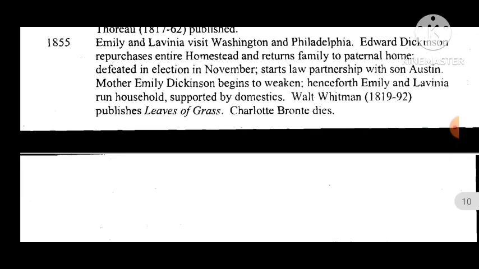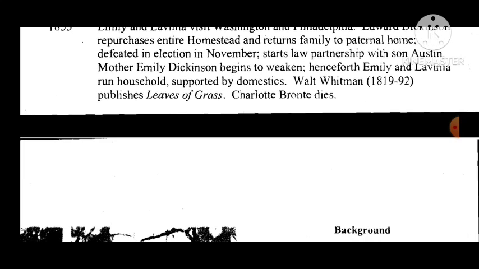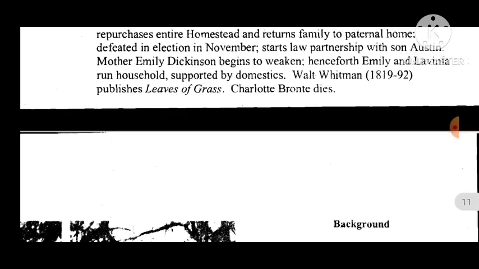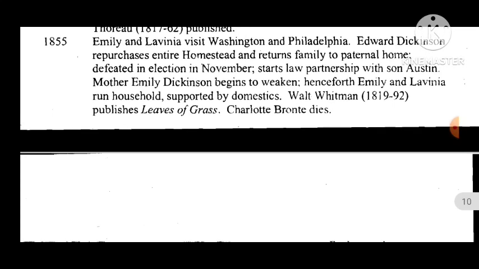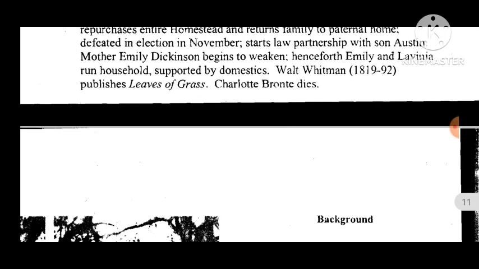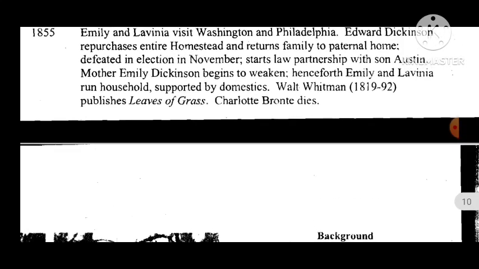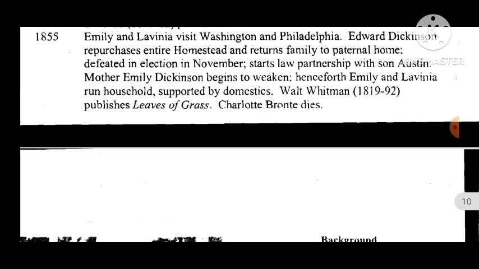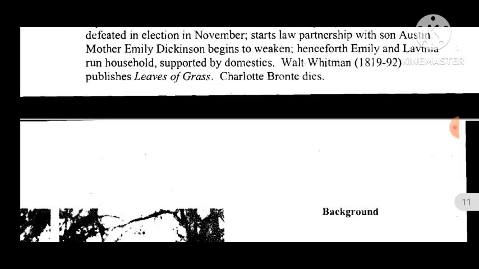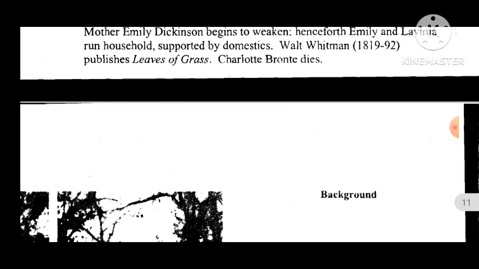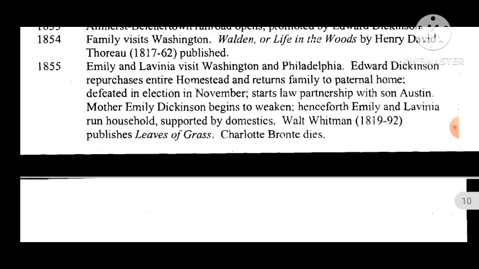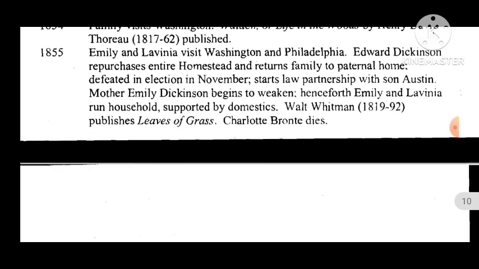Edward Dickinson repurchases the entire homestead and returns the family to the paternal home. Defeated in the election in November, he starts a new law partnership with his son Austin. Mother Emily Dickinson begins to weaken. Henceforth, Emily and Lavinia run the household, supported by domestics. And Walt Whitman, 1819 to 92, publishes Leaves of Grass, and Charlotte Bronte dies.